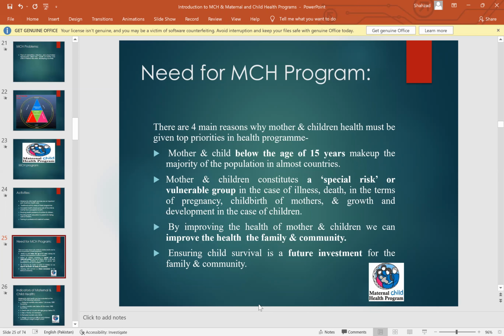Need for the MCH program. There are four main reasons why mother and child health must be given top priority in health programs. Number one, mothers and children below the age of 15 years make up the majority of the population in almost all countries. Mothers and children constitute a special risk or vulnerable group in the case of illness and death, in terms of pregnancy and childbirth for the mother, and growth and development in the case of children. By improving the health of the mother and children, we can improve the health of the family and community. Ensuring child survival is a future investment for the family and community.